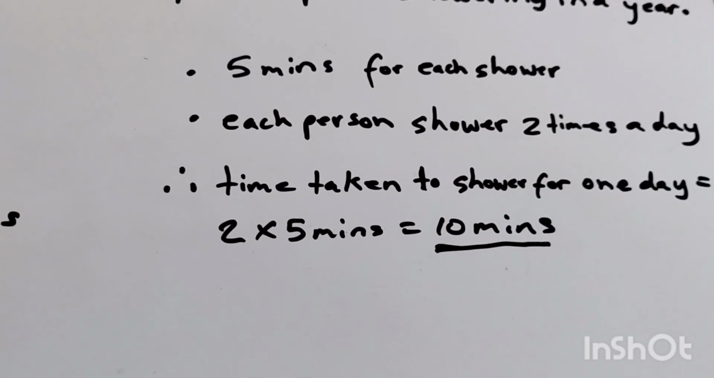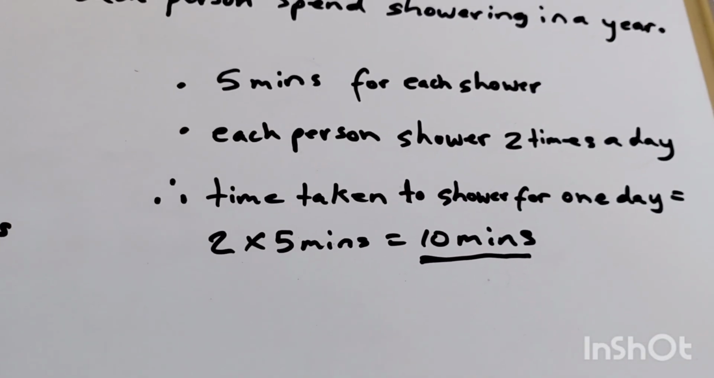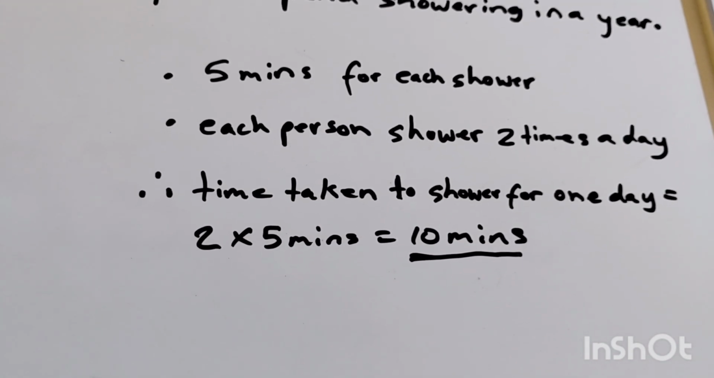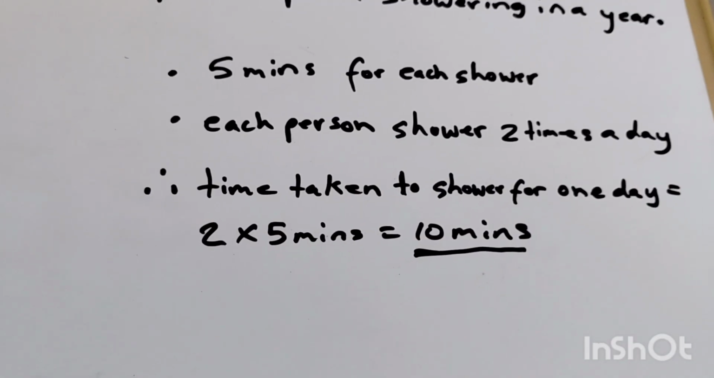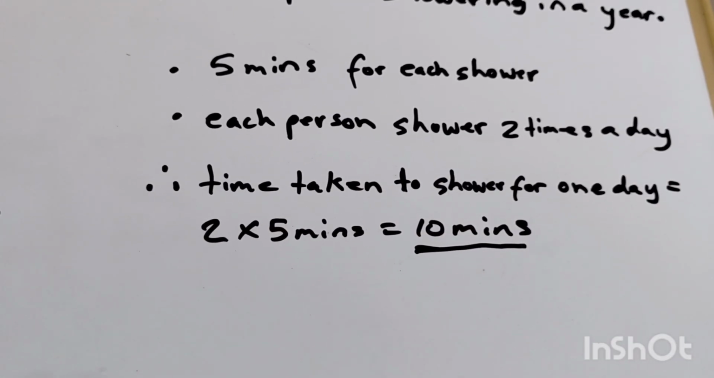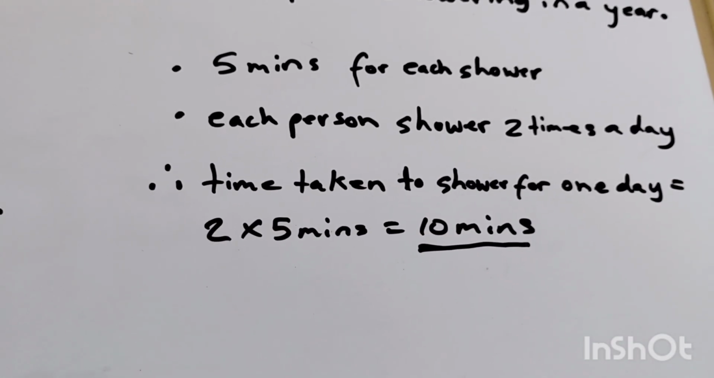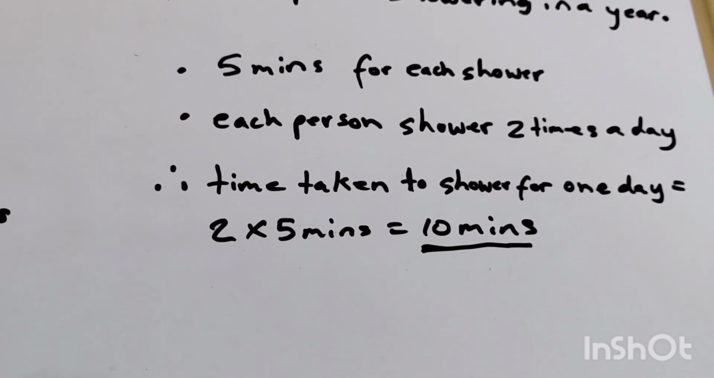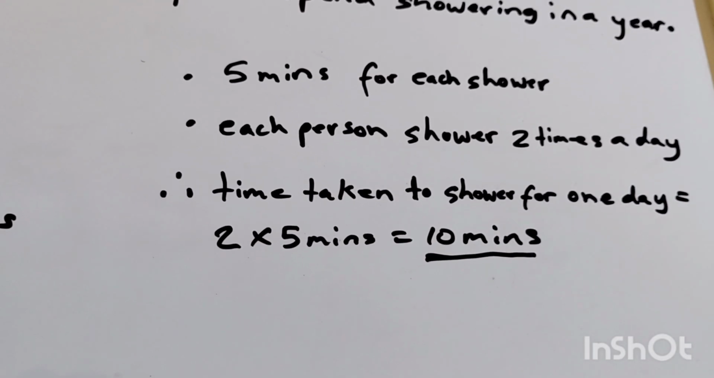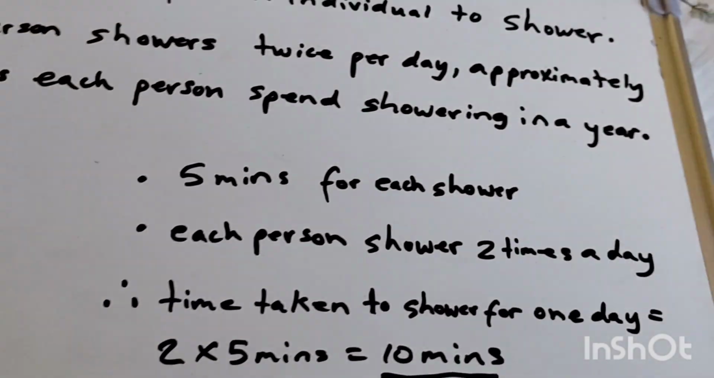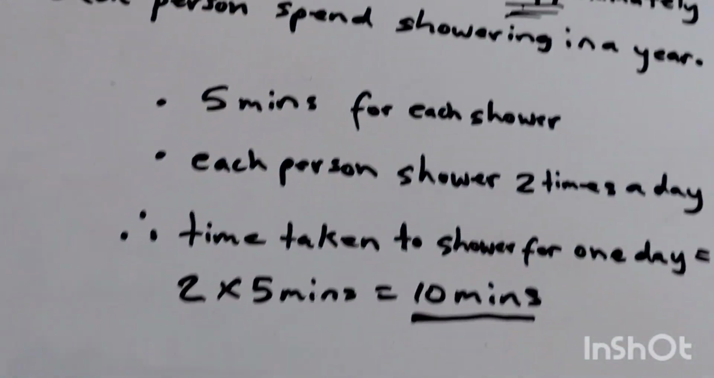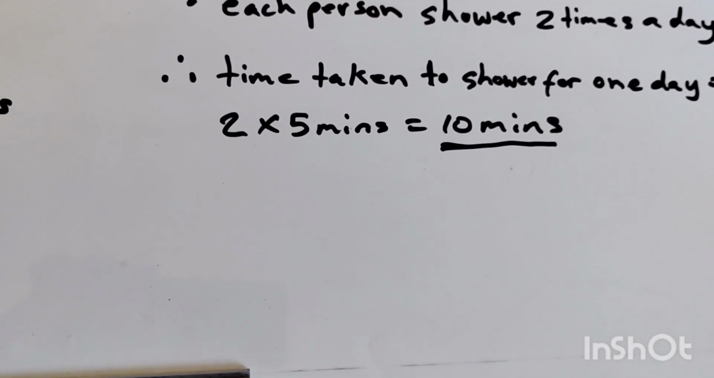Then the next thing we can think of, if we know how long it takes each person to shower for one day, then we can know how much a person takes to shower for the week, right? Exactly. And that's the next step that we'll need to calculate. How many days are there within a week? Right? There are 7 days within a week.